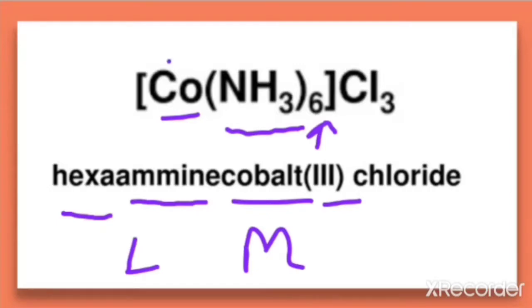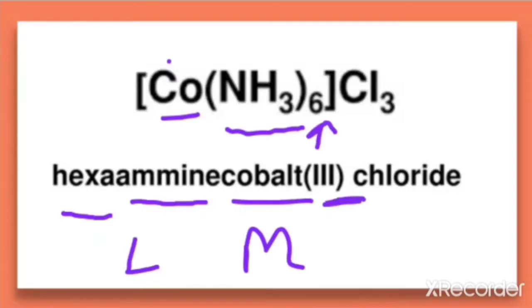Then in the Roman letters we have to write down the oxidation number of cobalt. As we have learned the method to find out the oxidation number of the central metal ion, the same method we have to use. So we will be getting 3 plus. So we are writing plus 3 in the Roman letters.